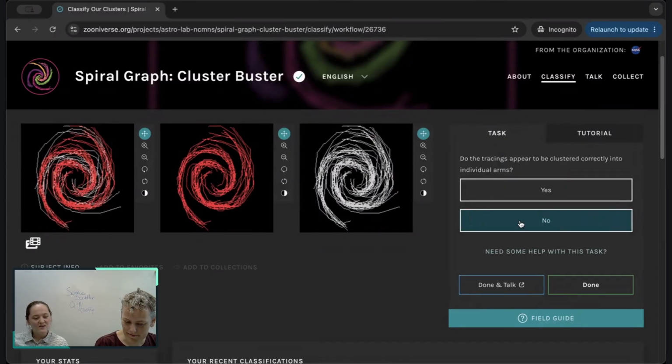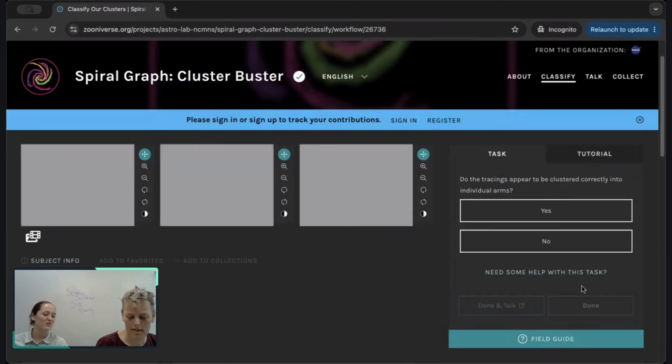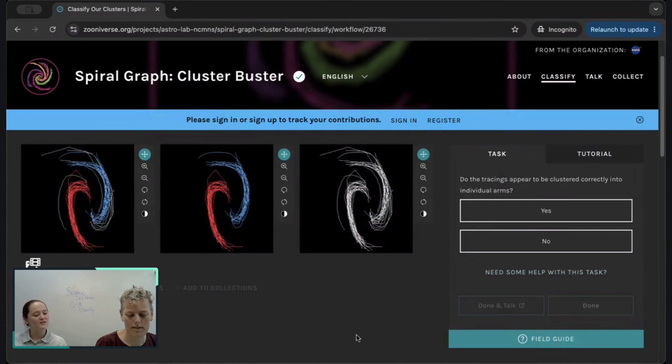I wonder whether they also have the data from the original tracings in the original project. If they asked people to trace them, they would know on average how many lines people put down, and that might be the expected number of clusters to find. Yeah, I think that's right.